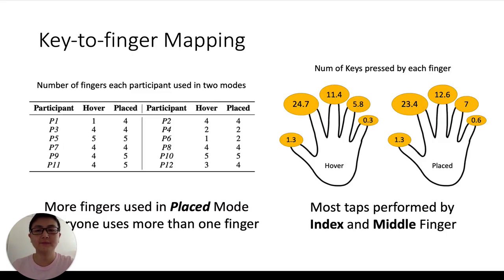As users only use 5 fingers to type all 26 characters, we also labeled which fingers participants use when they type each character. We found that everyone tended to use multiple fingers to type. They use even more fingers in placed mode. The picture on the right shows average keys pressed by each finger. Larger ellipses indicate more keys. We can see that most taps are performed by the index and middle fingers.